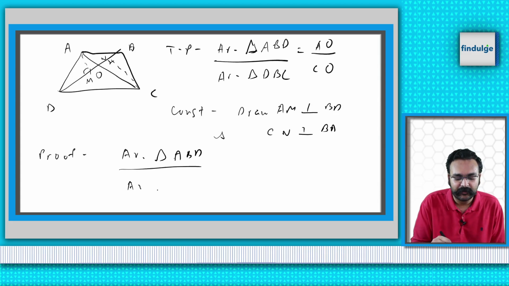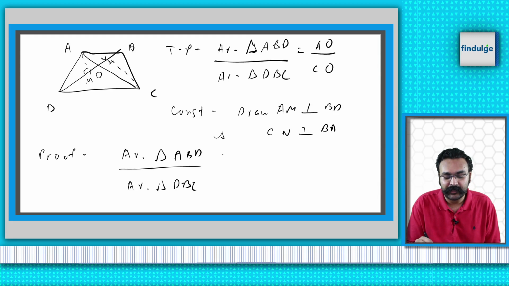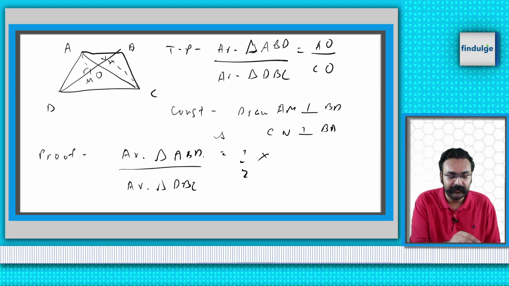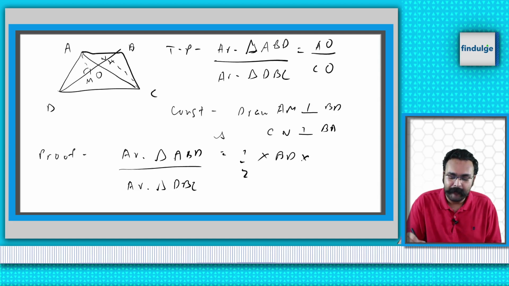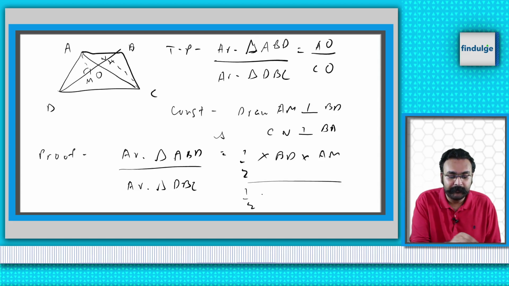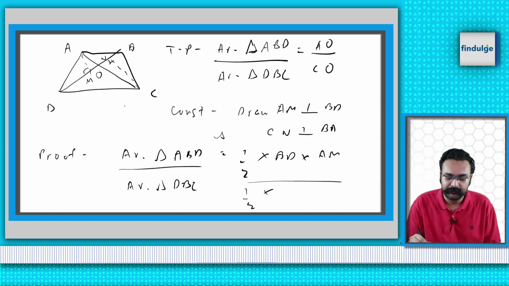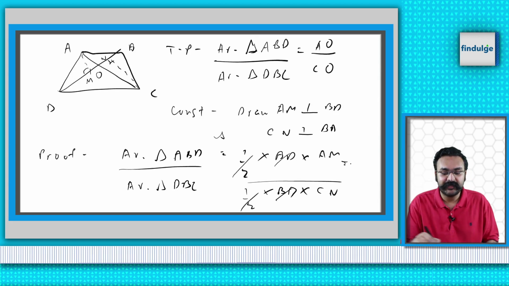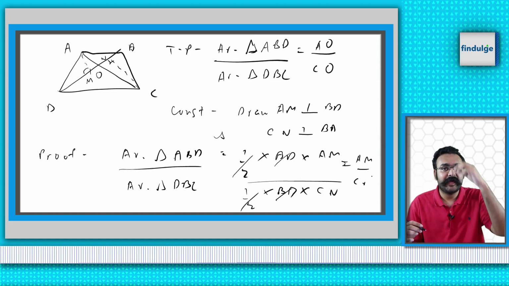Because now if I start with the proof, I'll see that area of triangle ABD upon area of triangle DBC will be nothing but half into BD, because that is the base I'm going to take for triangle ABD, into AM upon half into DB again, because I'm going to take DB for DBC, so BD, into CN. And so I see that not only do half and half get cut, even BD and BD get cut. So I'm left with that the ratio of the areas of my required triangles is AM upon CN.